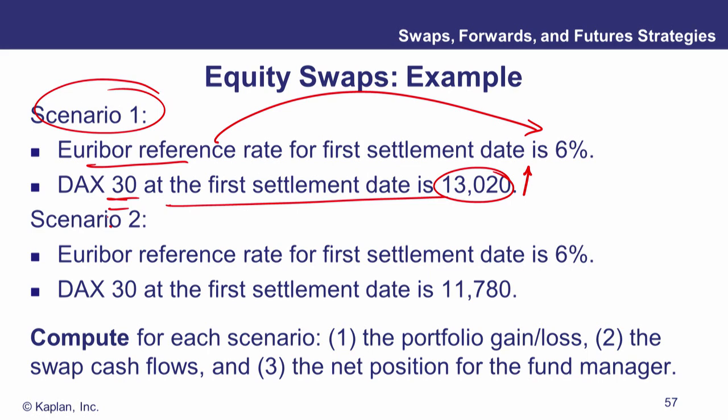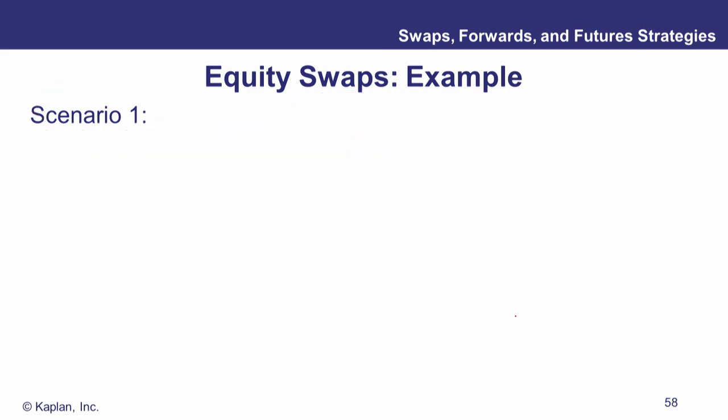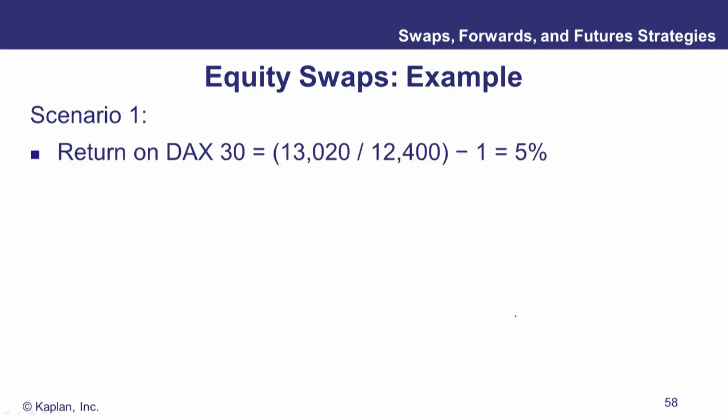However, scenario 2, as you might guess, is going to be the opposite. We've still got the same interest rate that's going to go into the floating rate leg from an interest rate perspective, but the equity leg is going to be negative here because we've lost on the equity leg, because the equity index price has gone down. So we're going to calculate the portfolio gains and losses, the swap cash flows, and the net position for the fund manager.